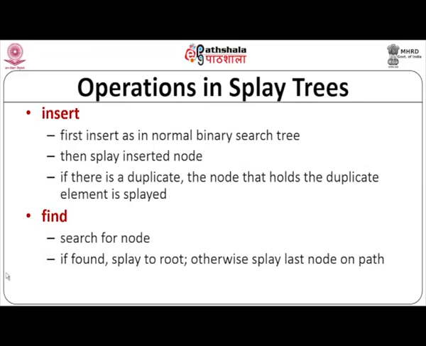One is if there is no duplicate during an insertion operation, splay the inserted node. If there is a duplicate, you splay the duplicate node, because that is the way it has been defined. Then find: you could either find the node, then you splay that node, or if you could not find the node, the last node that you reached, where you discover the node is not there, is splayed. The idea is that next time you will search in that area itself. The locality principle is followed in both these cases. So, during insert and find, which node to splay is decided by the principle of locality.